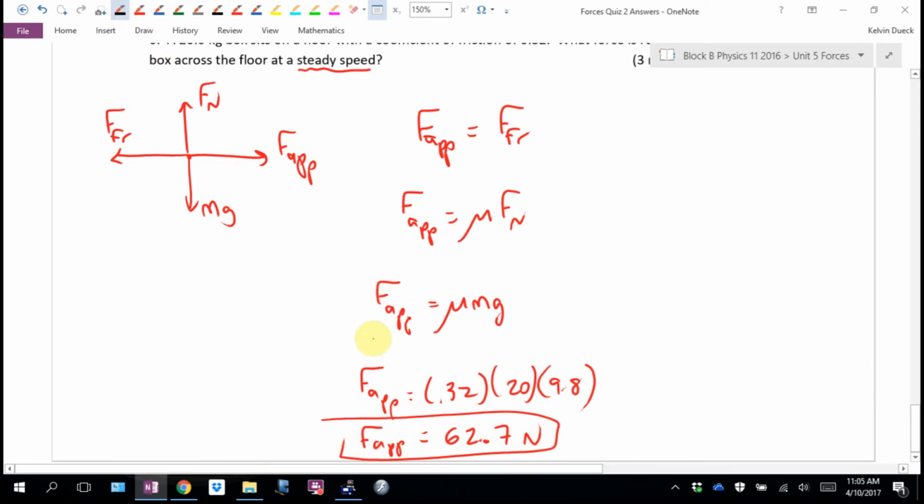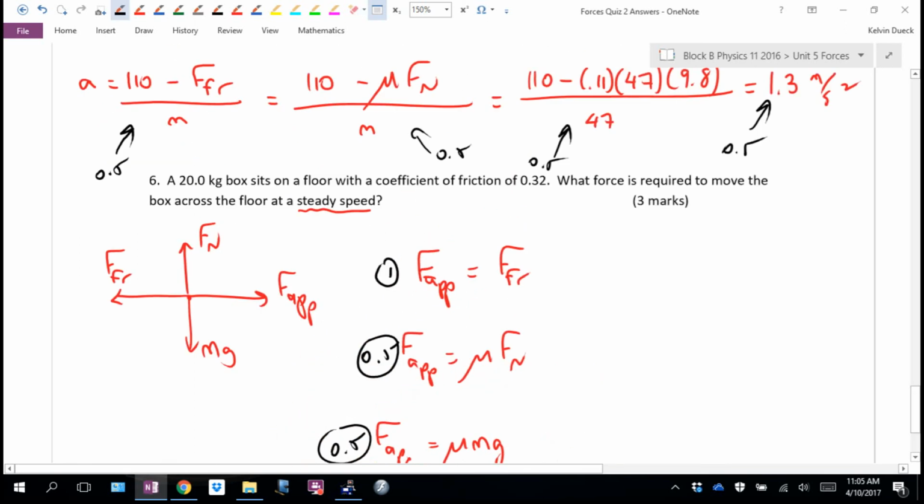1, 2, 3, 4, 5. How about 1 mark for that, half mark for that, half mark for that, half mark for that, and a half mark for the answer. But if you got it right, you get 3 out of 3.